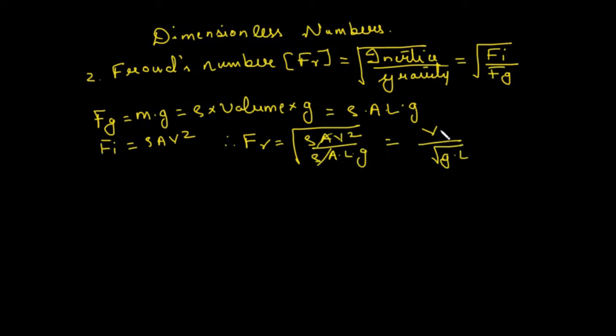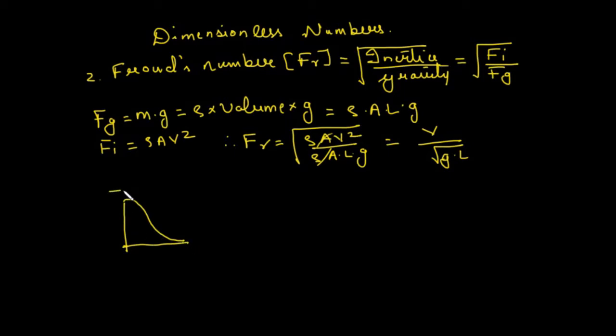So this is the expression for Froude number, which is average velocity divided by square root of G into L, where L is the characteristic length of the problem. Now this Froude number is important in case of flows where gravity forces are predominant, like the flow over spillways or open channel flows, like that. So now what is the significance of the Froude number?